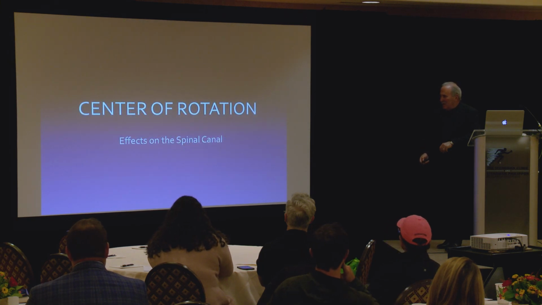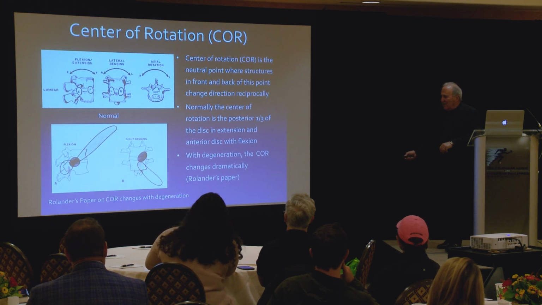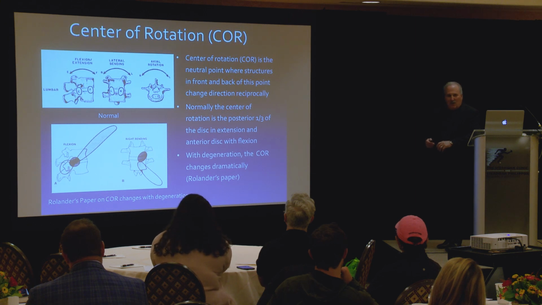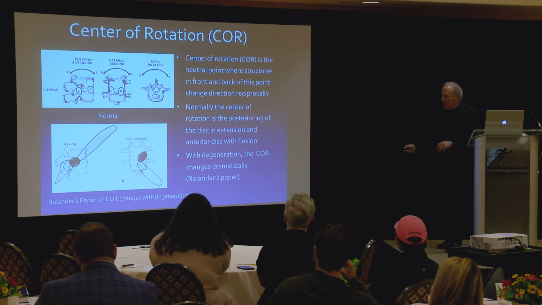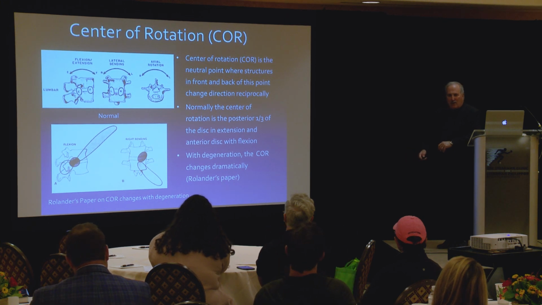So, center of rotation, hugely important. We talked about it. There's a paper in the 70s by a little guy named Svante Rolander out of Sweden who did biomechanical studies on normal spines and on degenerative spines. Normal spines, the center of rotation on extension is here, on flexion is here, and left and right lateral bending is here. And then he found degenerative spines, the center of rotation varied so much that you couldn't predict.